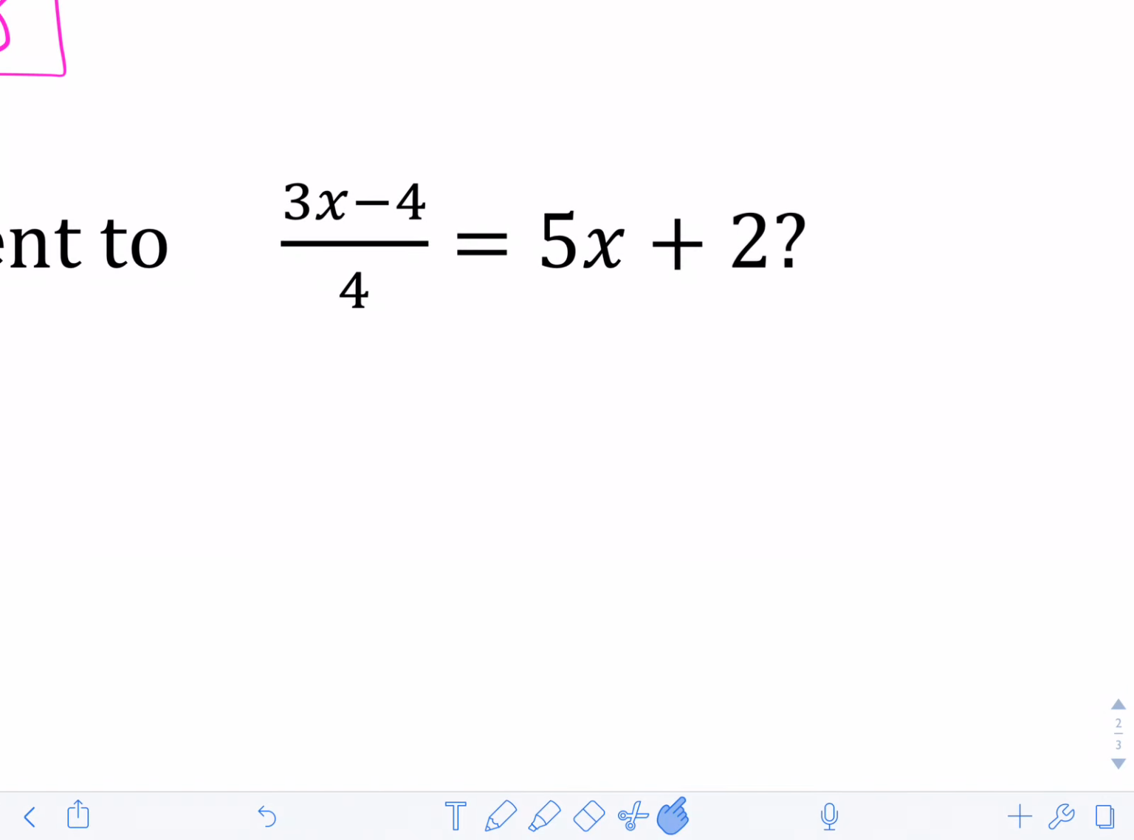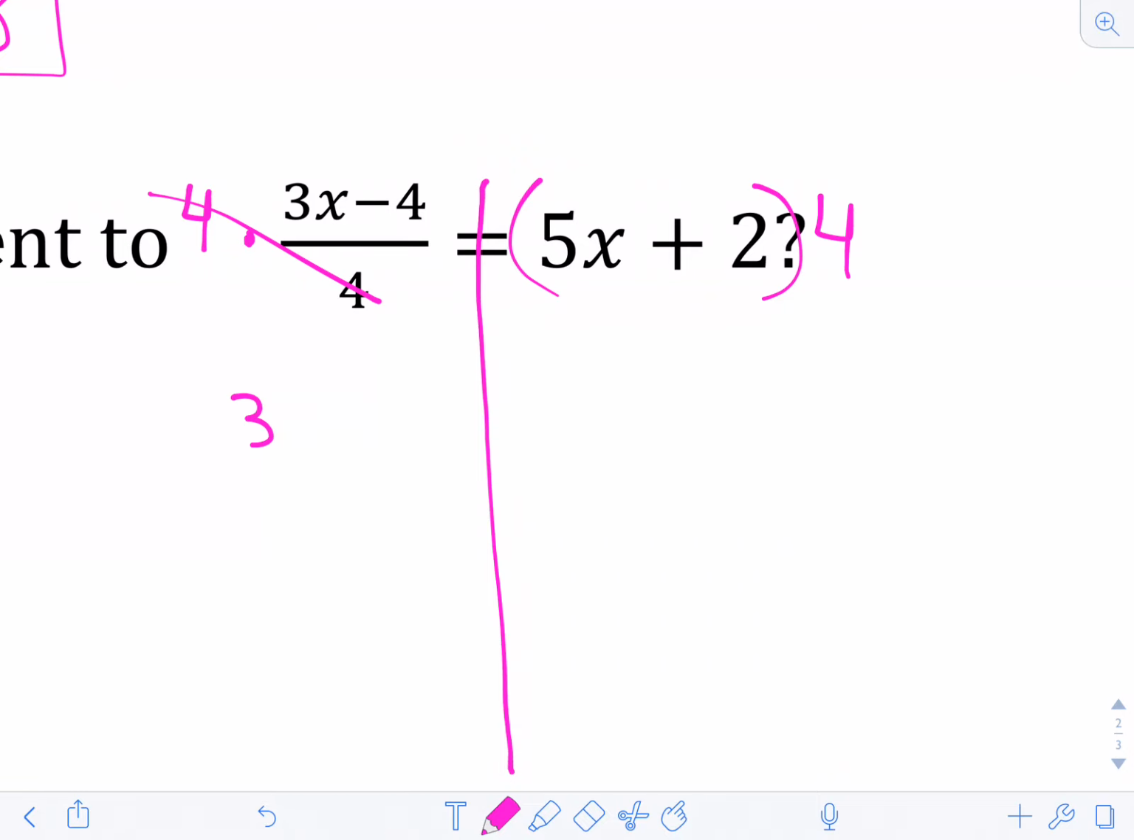So here we go. First thing you have to do is draw your line on the equal sign. On the left side, you've got to get rid of the 4 in the denominator, so you want to multiply both sides by that 4. Those 4s cancel each other out. You have 3x minus 4 is equal to, and I'm going to distribute this 4 to everything inside: 5x times 4 gives me 20x, and 4 times 2 gives me 8.